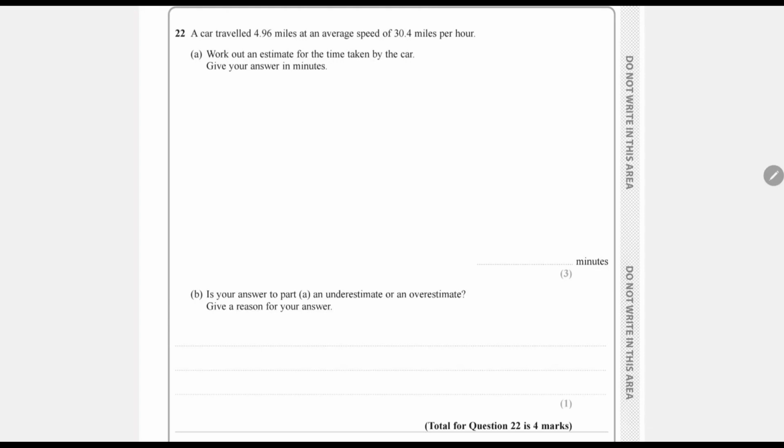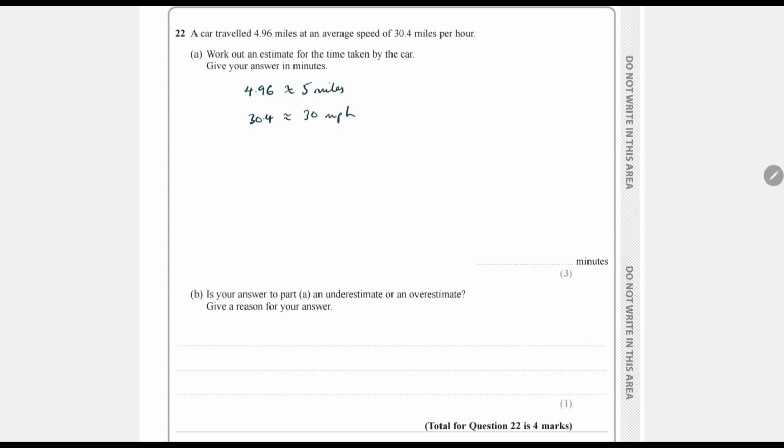22A says a car travelled 4.96 miles at an average speed of 30.4 miles per hour. Work out an estimate for the time taken by the car. Give your answer in minutes. Well, let's round our numbers. So we can say that 4.96 is roughly 5 miles. And 30.4 miles per hour, we can say is roughly 30 miles per hour.